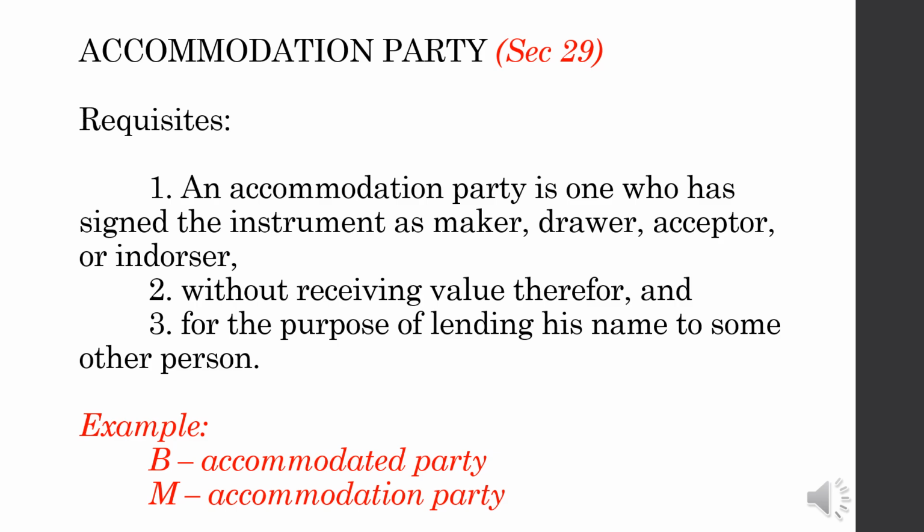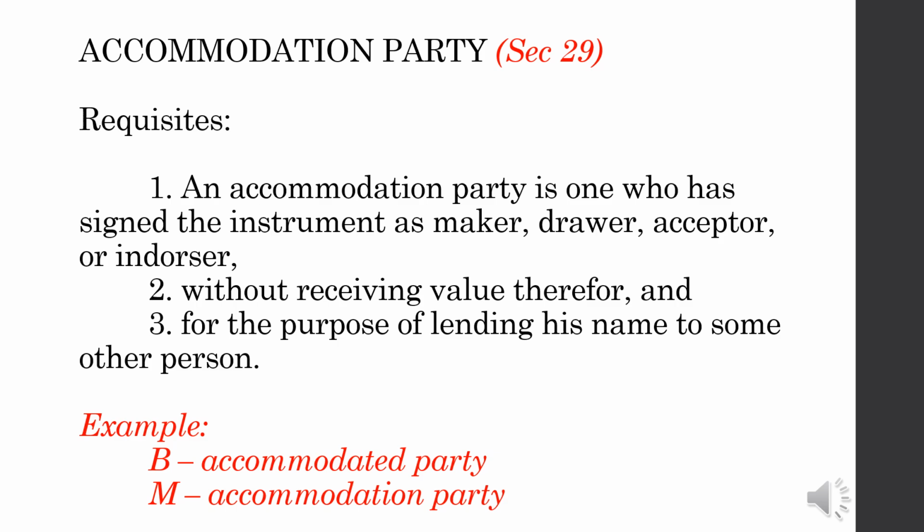For example, B is badly in need of 500,000 pesos. However, no one is willing to lend money to B because B has no credit. Now M has an excellent credit within the banking community, and M is a very close friend of B. So M makes and signs a note as maker with B as payee. In signing the note, class, M did not receive anything from B and did it simply to help B. So B here is the party accommodated while M is the accommodating party, or the accommodation party.